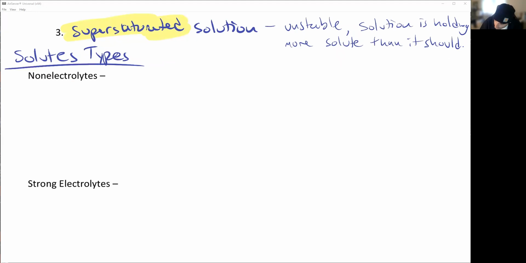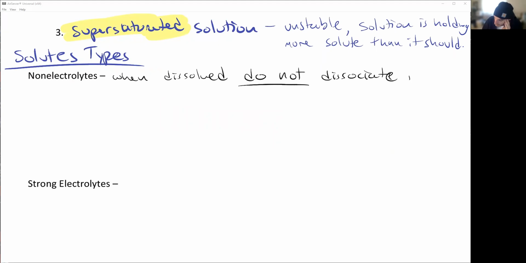So the first one is a non-electrolyte. These are relatively simple. We have to remember what an ionic substance is, things that can form ions. So a non-electrolyte is none of those. When dissolved, they do not dissociate into ions. So these are things that are non-electrolytes but can still dissolve.